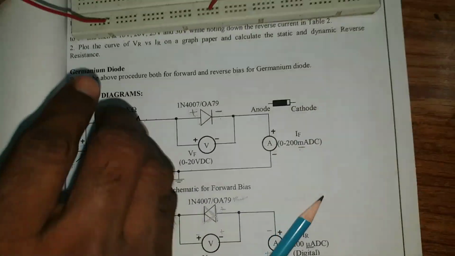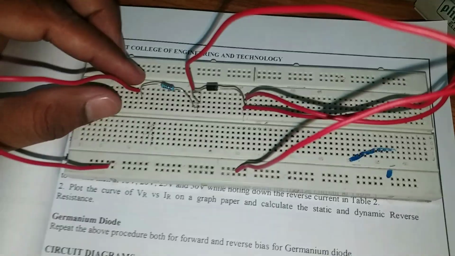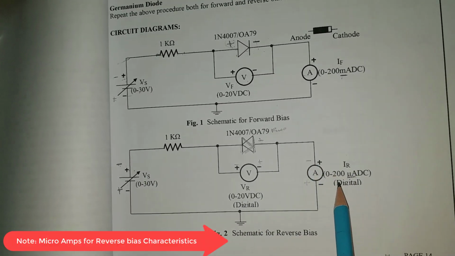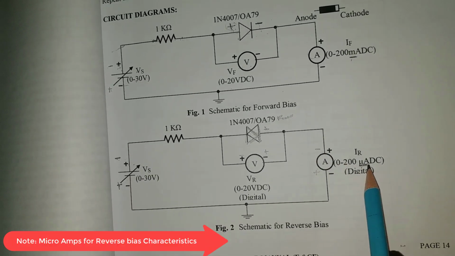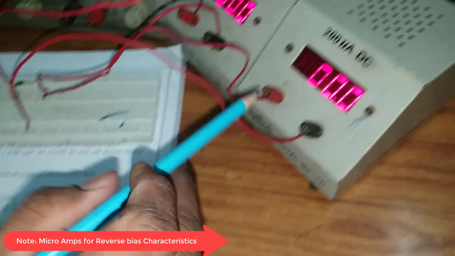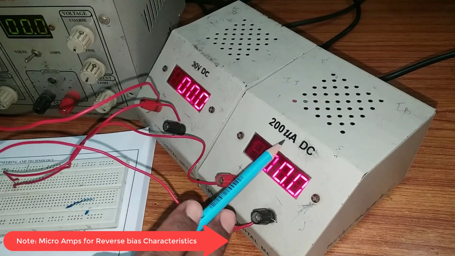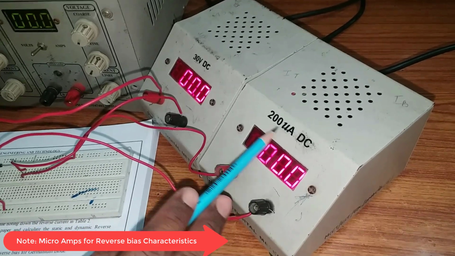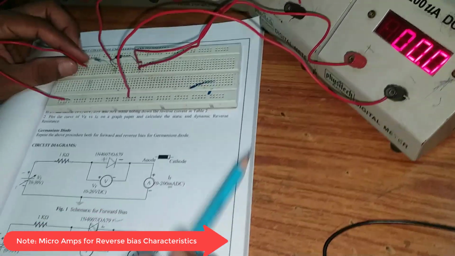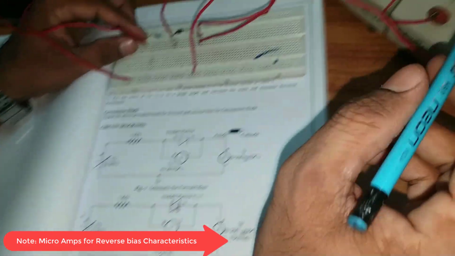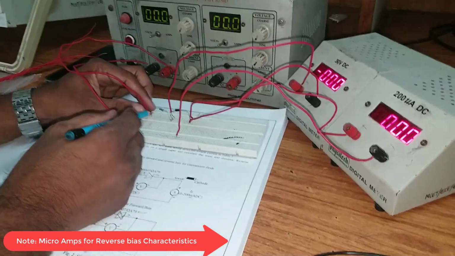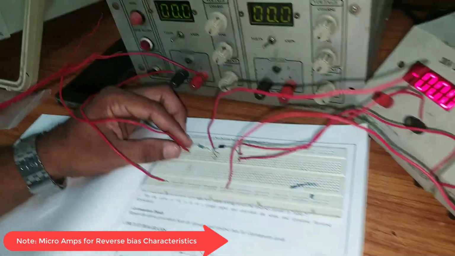So what I am doing here is the same connection. One thing you need to observe here. This is the first thing. Second thing, in reverse bias, you need to take microammeter instead of milliammeter. So that's why I am changing the millimeter with micrometer, 0 to 200 micrometer I am taking. So this is the small change we are having. First change is you need to replace the millimeter with micrometer. The next thing, you just need to change the meter polarities here.